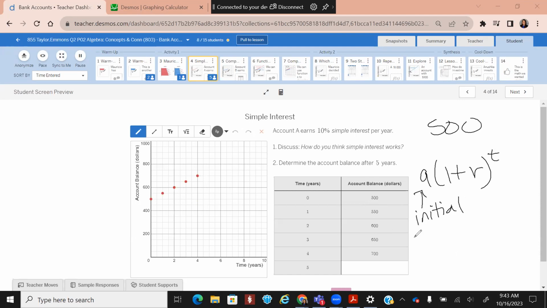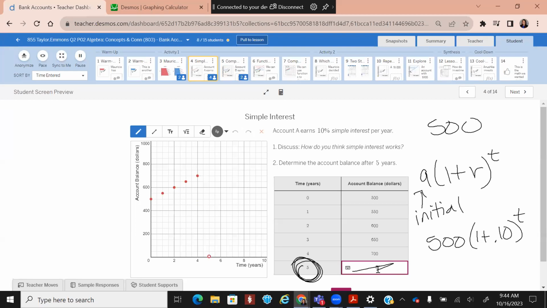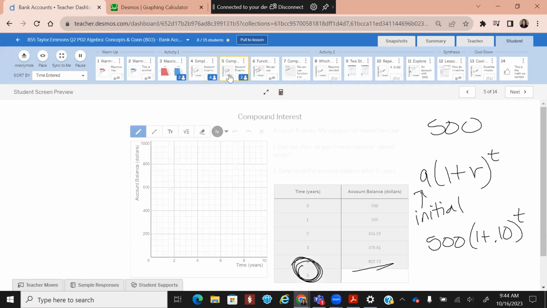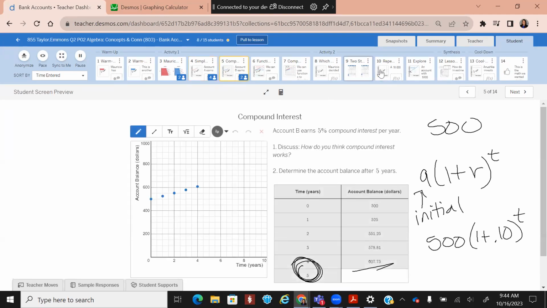So what's my initial amount? All right, and then what's my rate? We have 1 plus 0.10 raised to the t. Can you figure out when t is 5, what is y going to be? All right, so what did y'all say it was? All right. And that is correct.